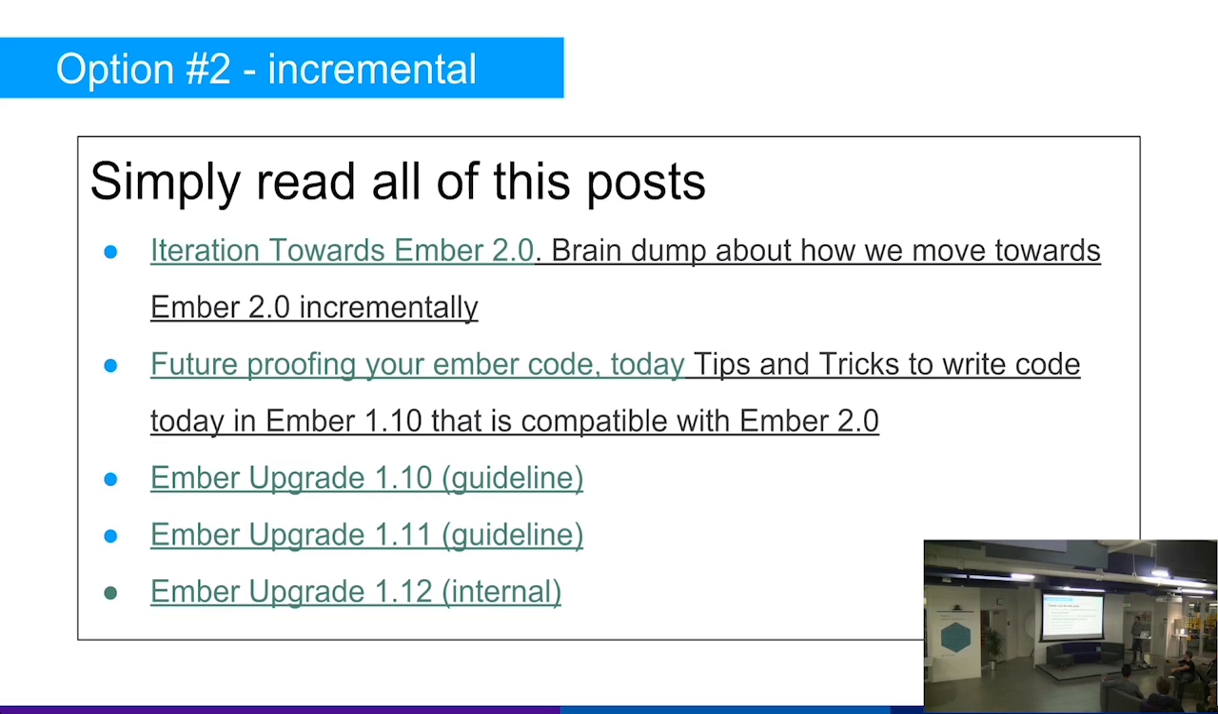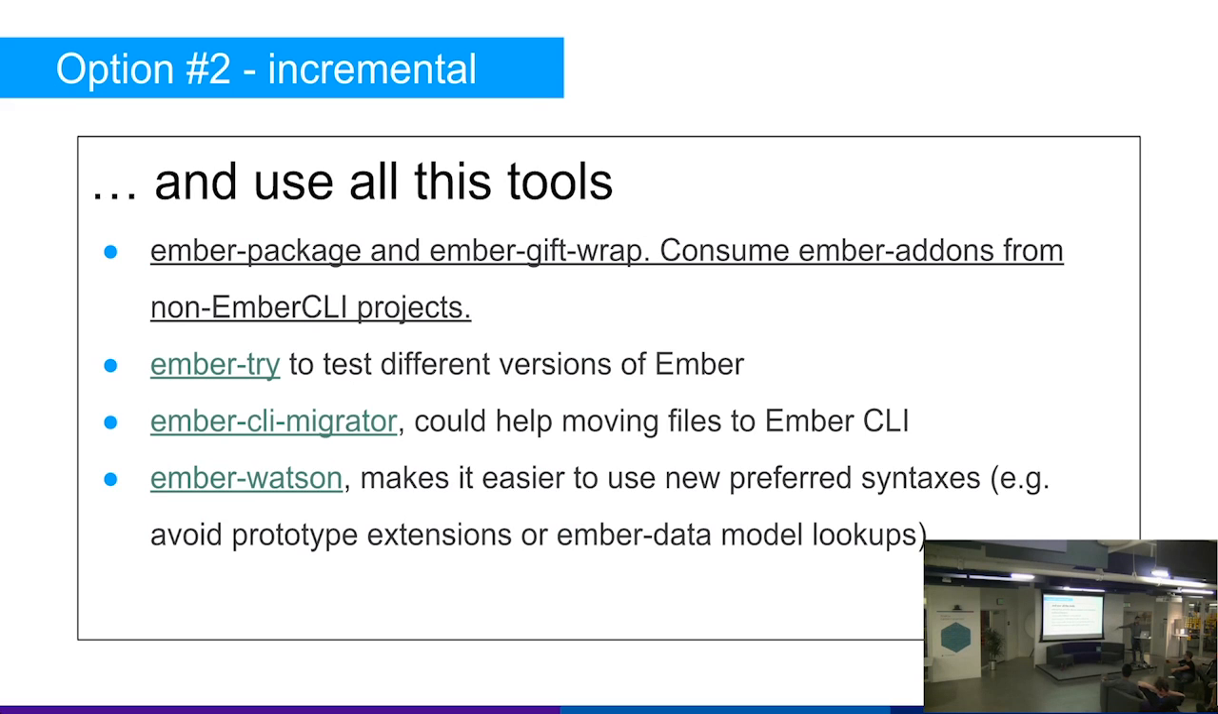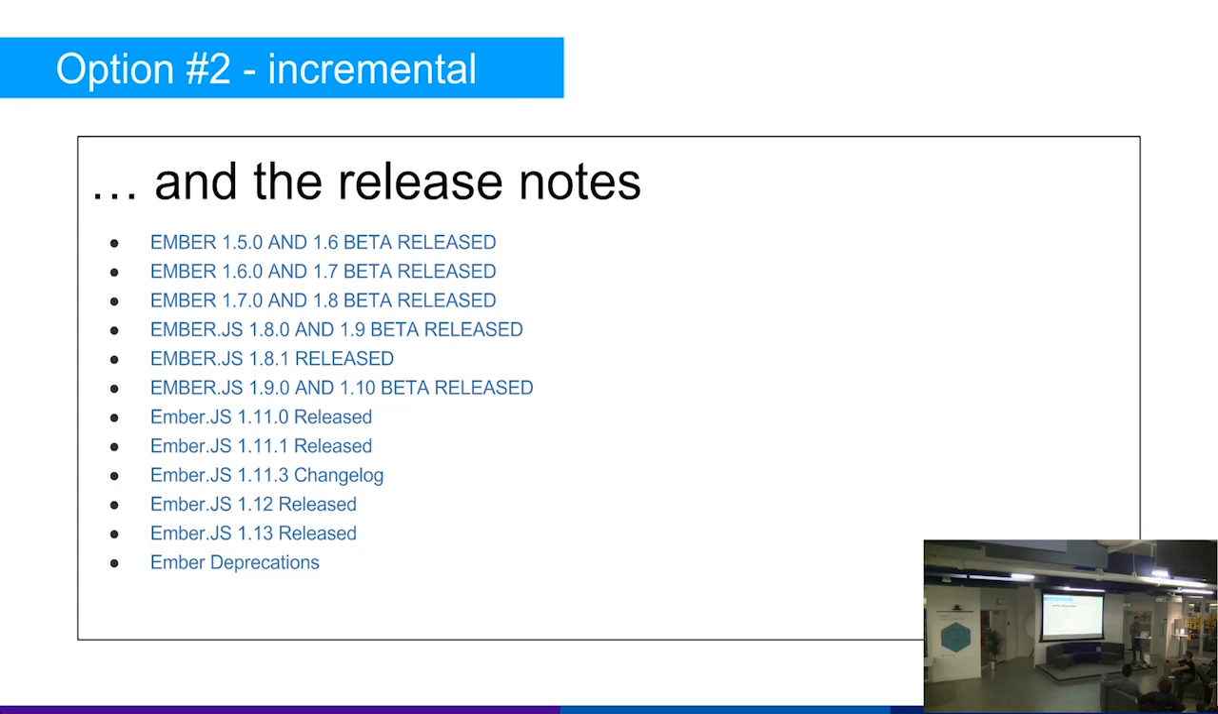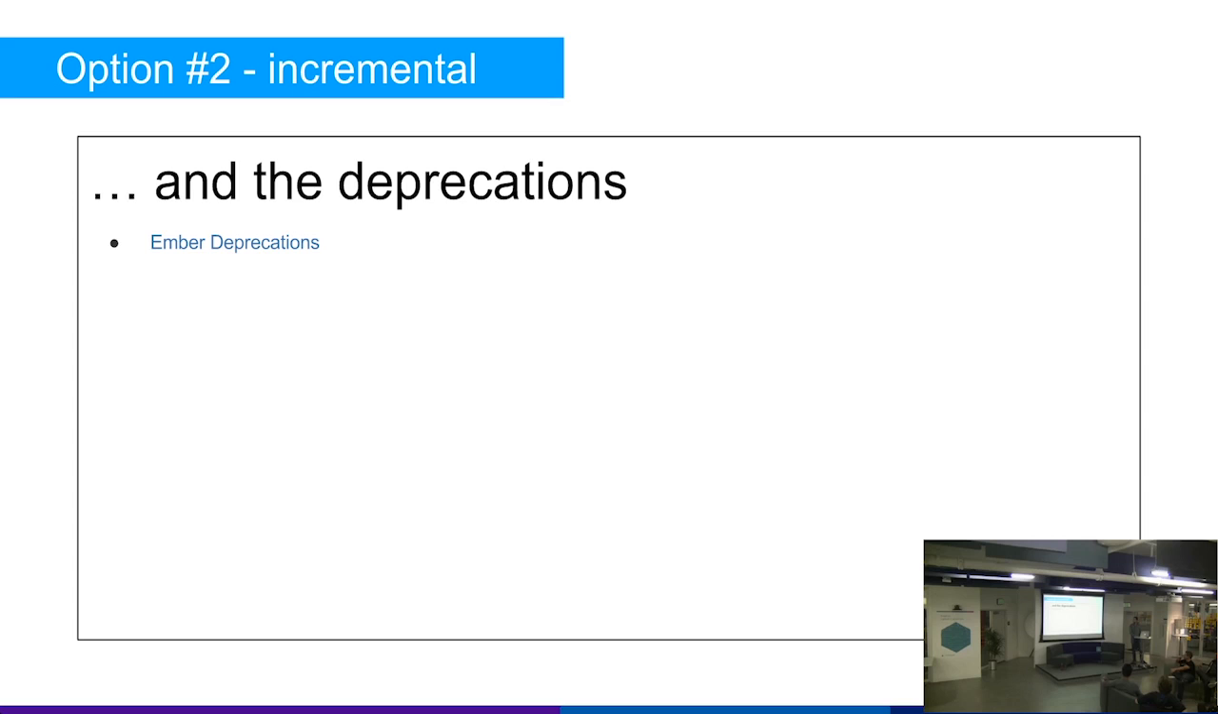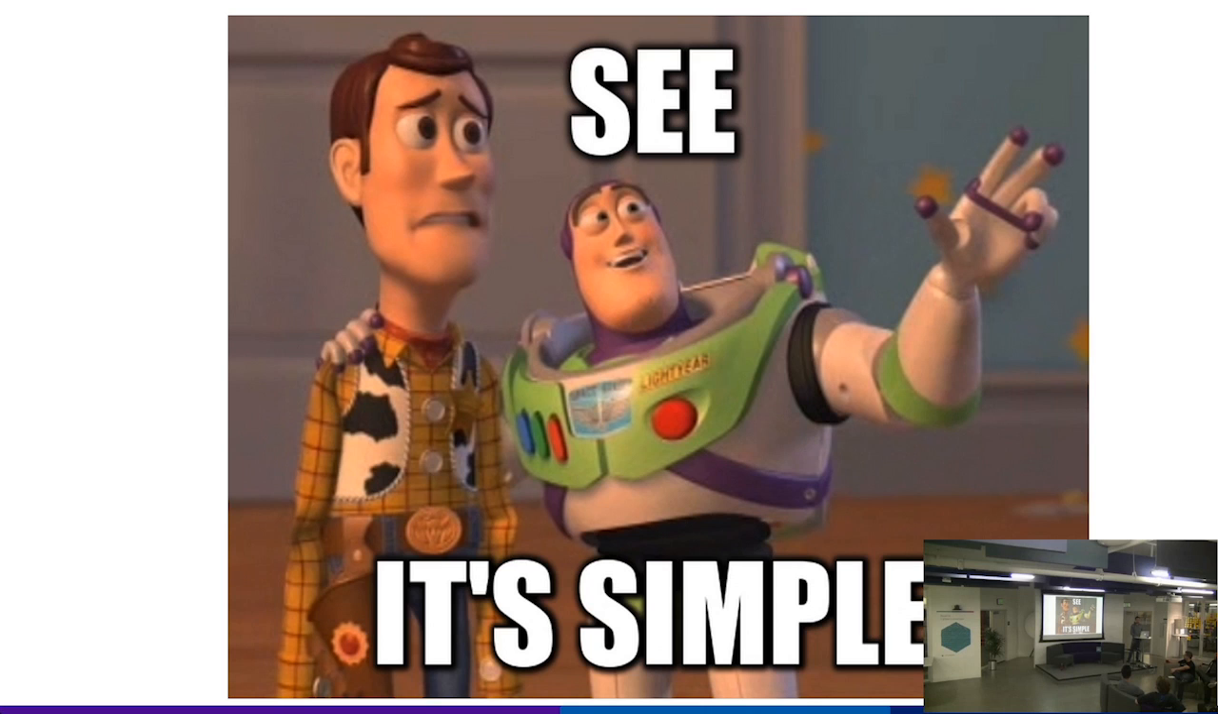So in order to upgrade to 2.0 incrementally, you just need to go and read all of those blog posts. Once you're done with those, you will have to use all of those tools. Finally, you have to check all of the release notes, and those will keep growing once you get to Ember 2.0. Then check all of the change logs. And finally, but most importantly, check all of the deprecation warnings, because those are the ones that will help you to just do the right thing to make it easier to migrate to 2.0. So simple, right?